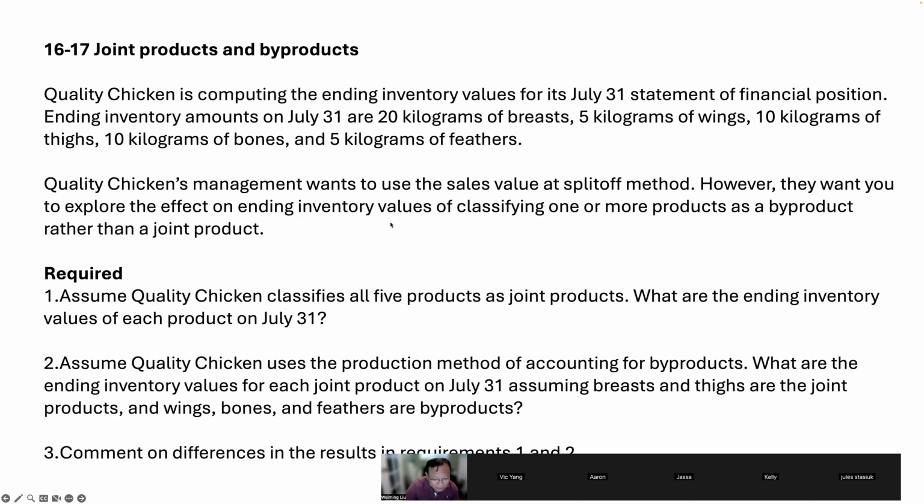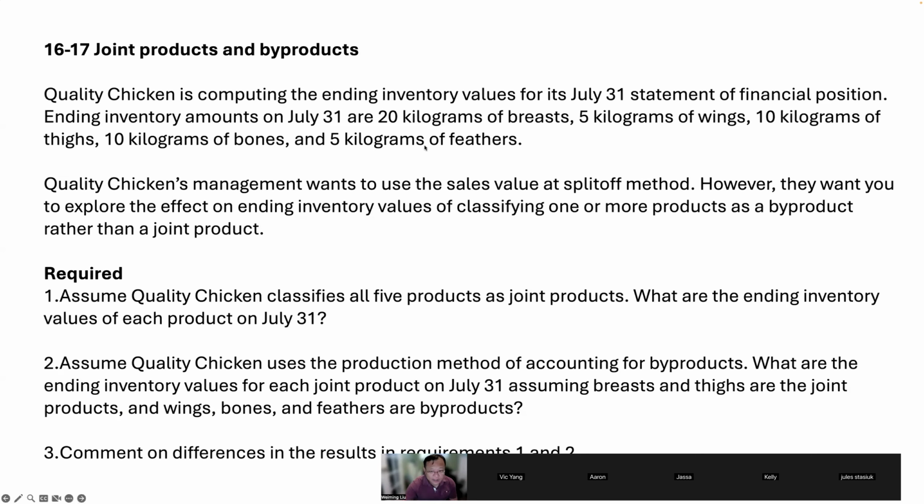Okay. So in the last question, we did all these calculations based on the assumption that all the 5 parts are joint products. That means they are equally valuable, but probably that's not the case. So in this question, they take a step further, just to break that assumption. Not all these 5 parts are equally valuable. Some parts are not that valuable, therefore we call it a byproduct. Low value, we call it byproduct.